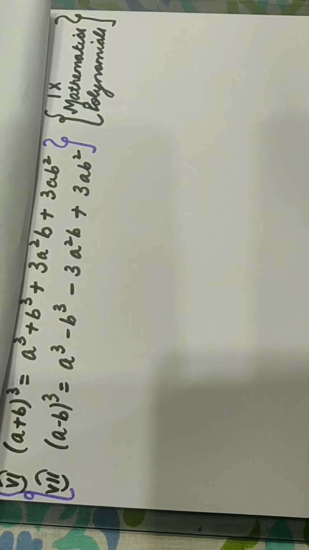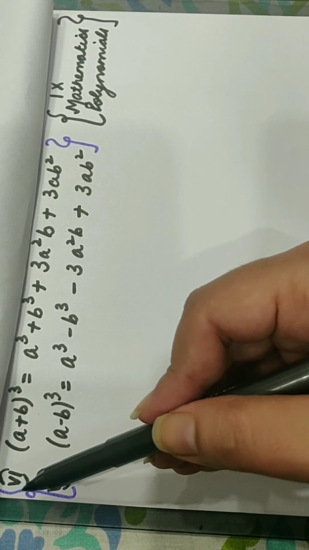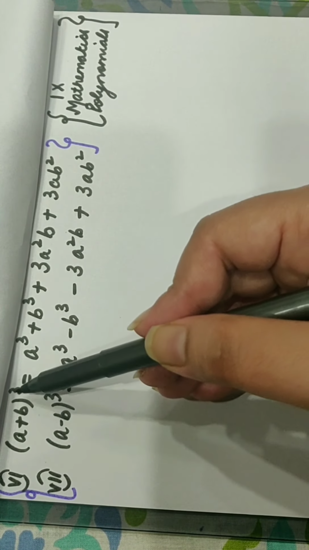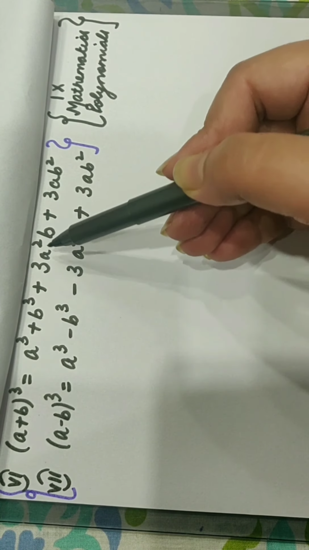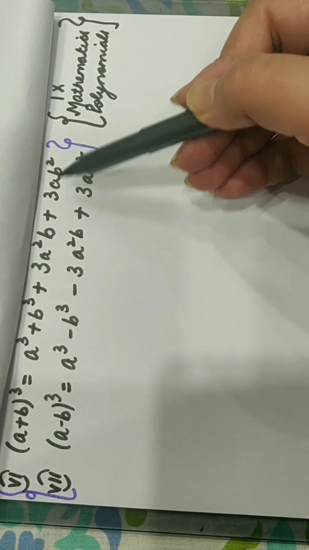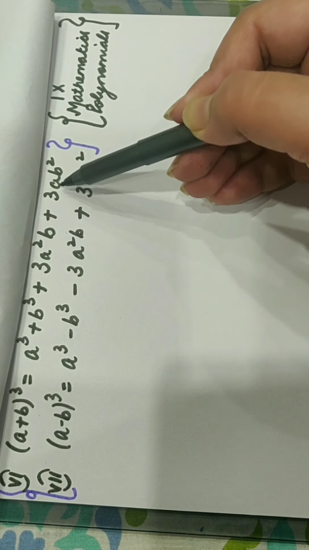In my previous videos, we have already read about identity 6th and 7th. Sixth identity is (a + b) whole cube, which is equal to a cube plus b cube plus 3a square b plus 3ab square. In these last two terms, you can also take 3ab common.